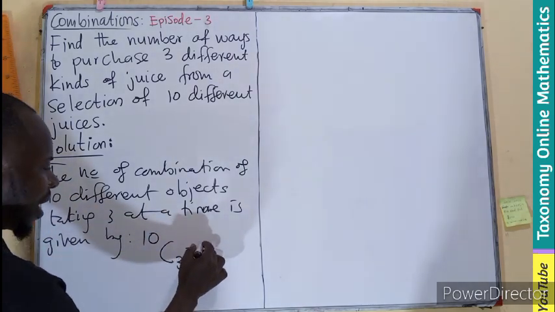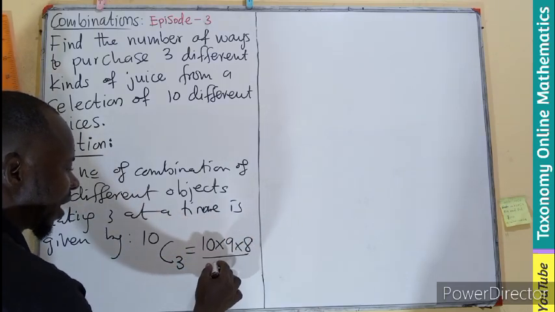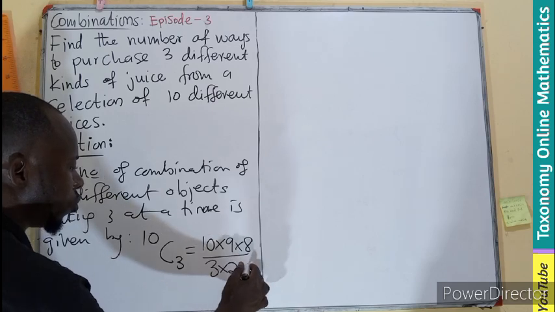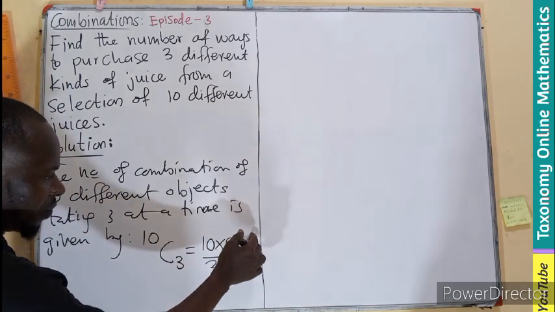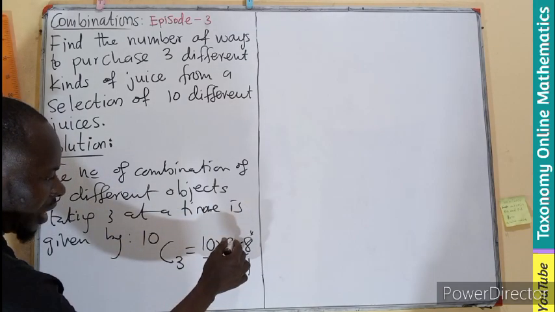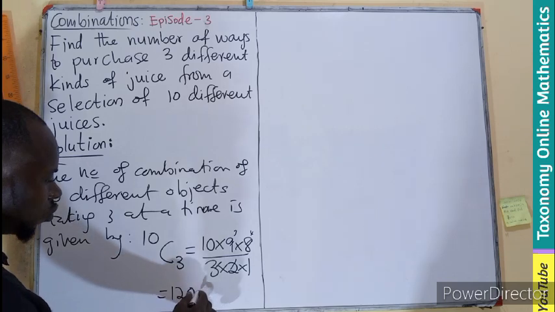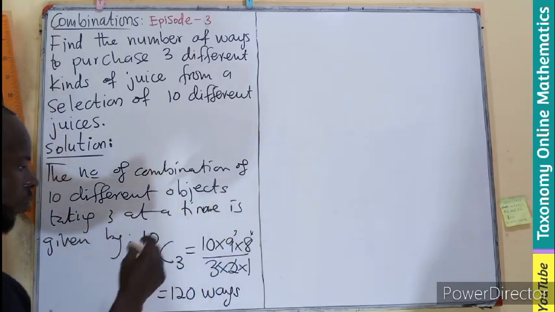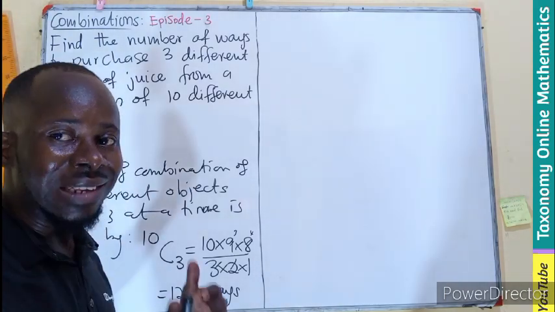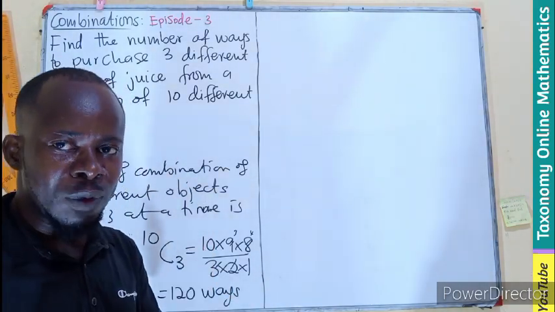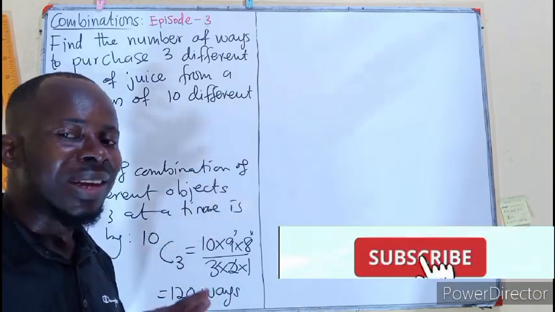This is just 10 times 9 times 8 divided by 3 times 2 times 1. And that simply means this goes here 4, this goes there 3. So 12 times that will give me 120 ways. So there are 120 different ways by which we can select 3 juices from a pool of 10 juices. This is a combination. The order of arrangement does not matter.